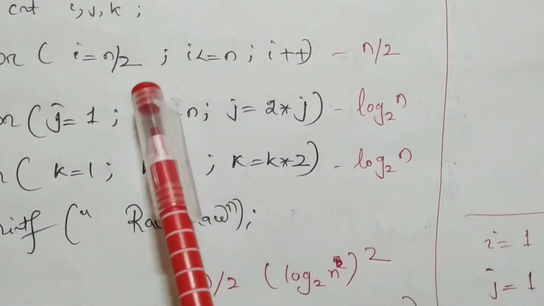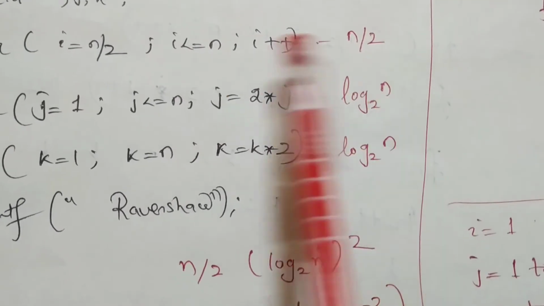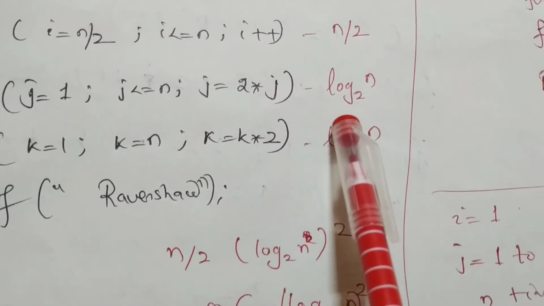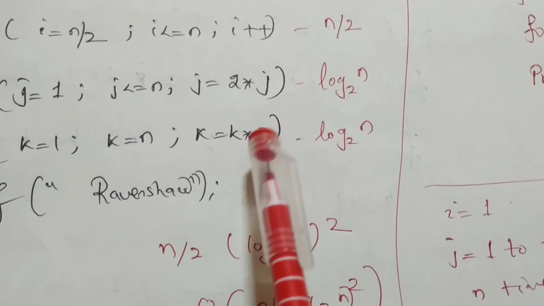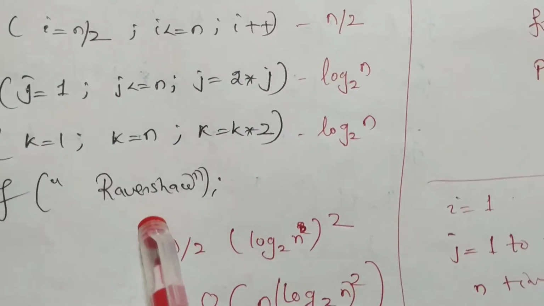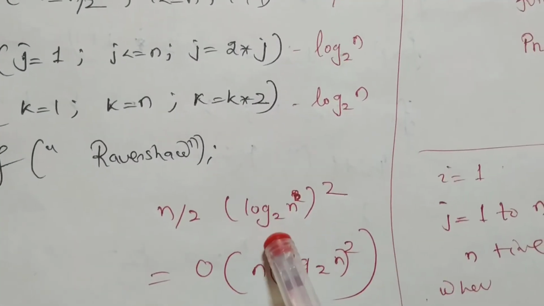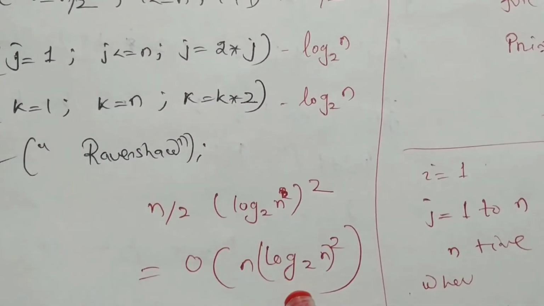Now you can understand this. Here i = n by k2, i less than or equal to n, i plus plus. Okay, so n by k2 times, then j = 1, j = 2 into j. So this is log n base 2. So here k into 2, this is also log n, the same thing. So the total complexity is n by k2 into log n square.